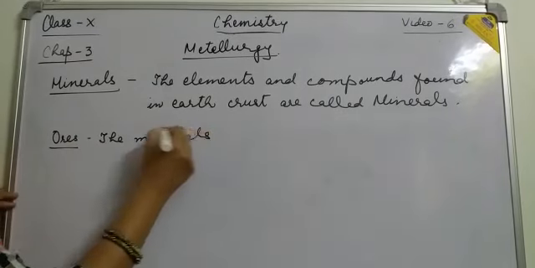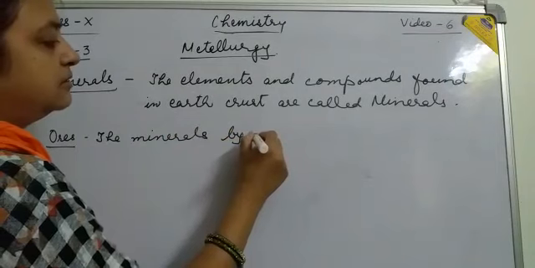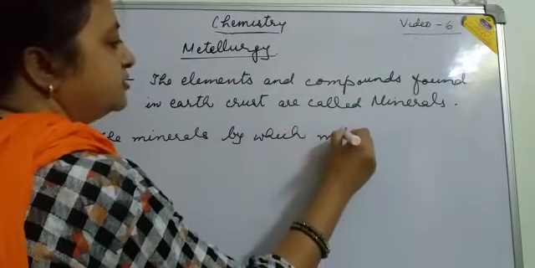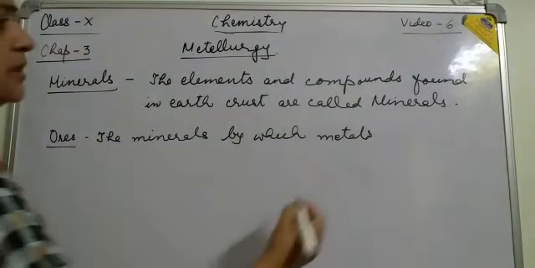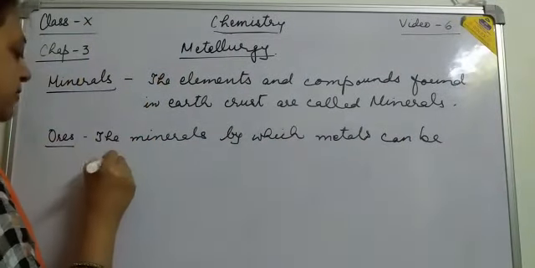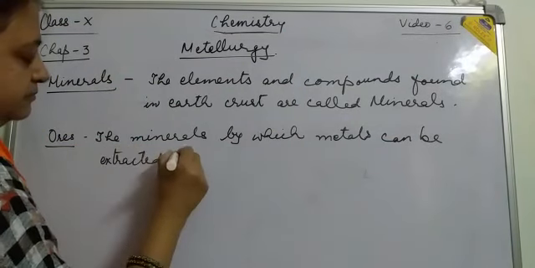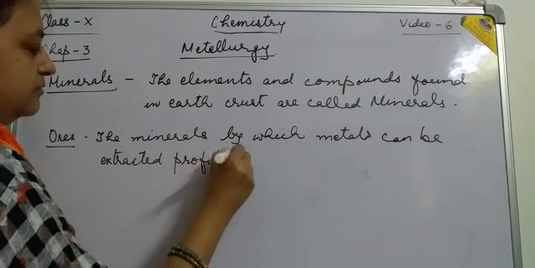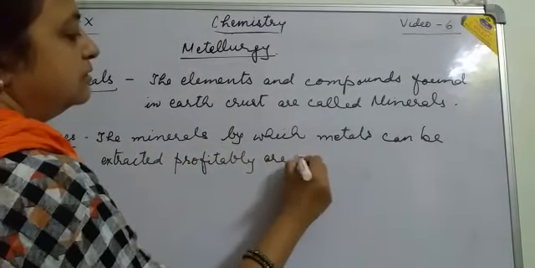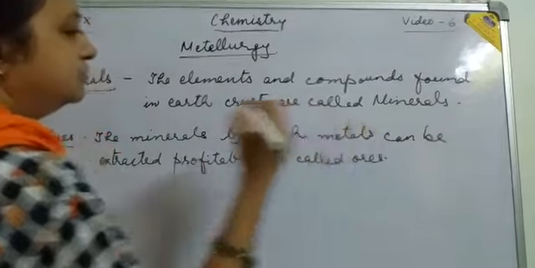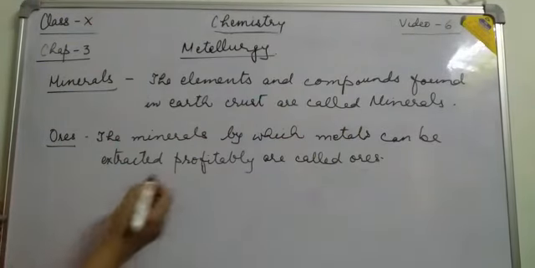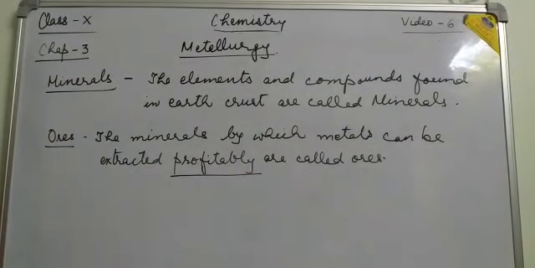Ores are minerals by which one metal or more than one metal can be extracted profitably. It is very important to know this word, profitably. The profit is necessary. If a mineral is profitable for extracting metal, then it is termed an ore. So there are many ores by which metals can be extracted profitably.